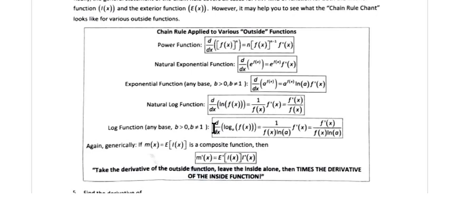Or for a log with a different base, again, sorry, these should either both be a's or both be b's. If you have log base a of an inside function, it's 1 over the inside times ln of that base times, back up high, the derivative of that inside. Again, you don't really have to waste brain space on these. They all follow the derivative of the outside evaluated at the inside times the derivative of the inside rule. But if it helps you to know what it looks like for some of those special cases, I wanted to provide it. So then our last example.